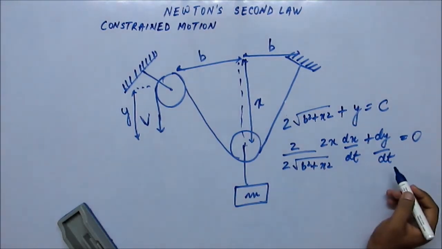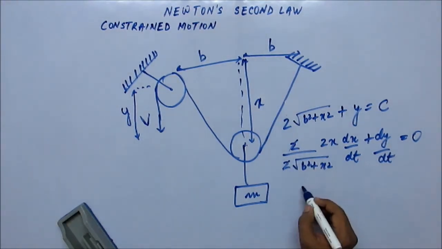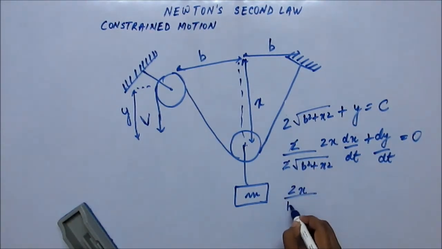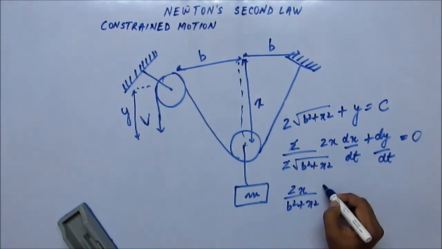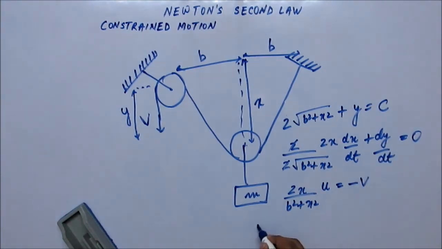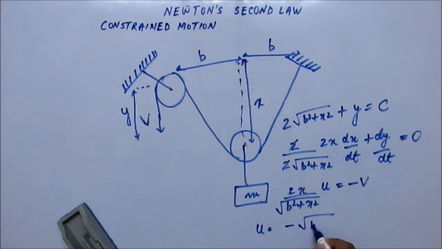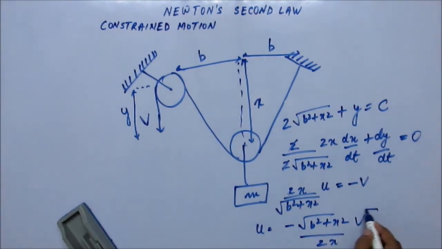Okay, then from here the story is well known to you, the path is well known to you. You make this 2x upon b squared plus x squared, dx by dt is the required velocity u, and this is the given velocity minus v. So u from here straightforward you can see as root over b squared plus x squared upon 2x into v. This is the required relation between u and v.